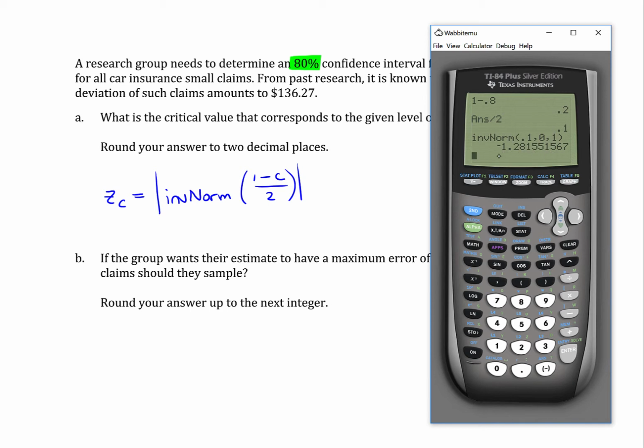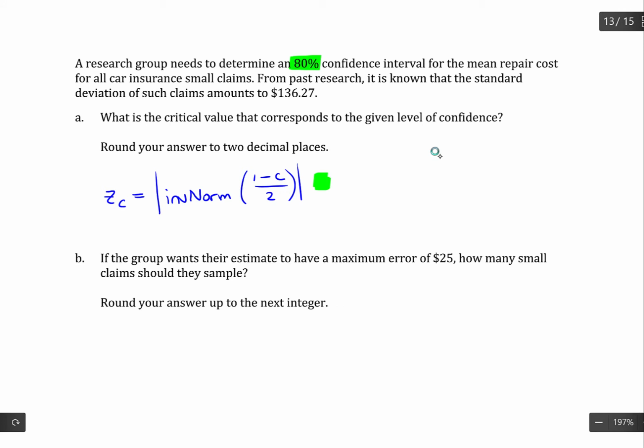Now you'll want to keep this critical value to a few decimal places to make sure your answer is as accurate as possible. It does say to round to 2 decimals, so we'll do 1.28. All right, so 1.28.